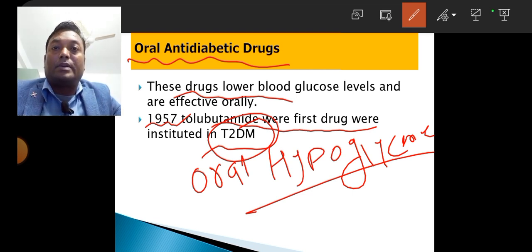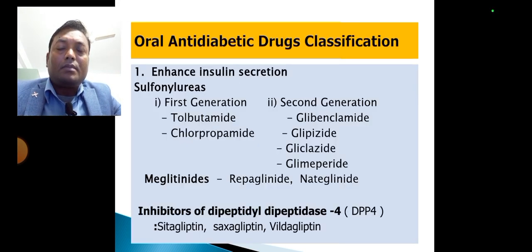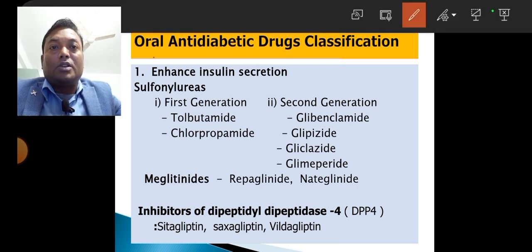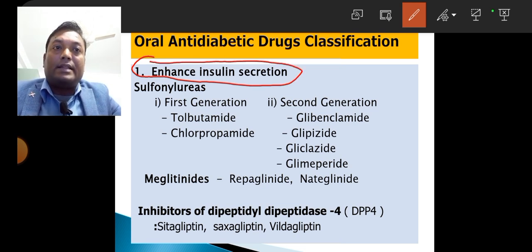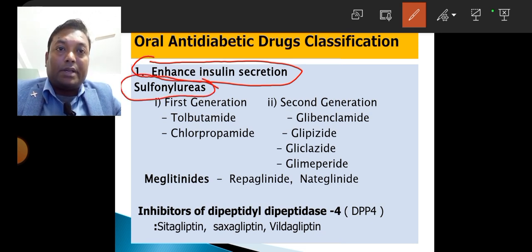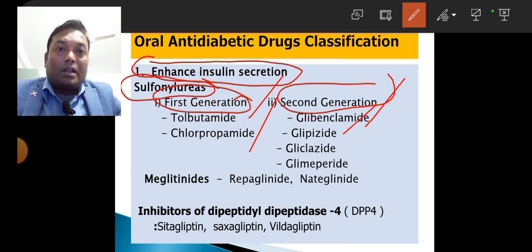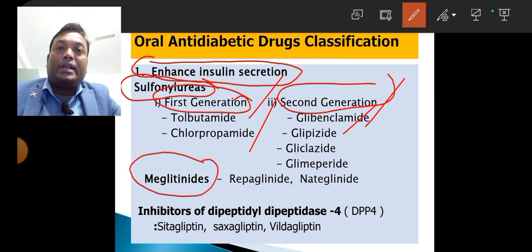and after that there are so many drugs available in the market nowadays which are given orally for the treatment of type 2 diabetes mellitus. If you talk about the classification of oral anti-diabetic drugs, first are those drugs which enhance insulin secretion, in which sulfonylurea is included. Sulfonylureas are classified into first generation and second generation. Tolbutamide and chlorpropamide are first generation drugs, while glibenclamide and glipizide are second generation sulfonylureas. Another group, meglitinides, also enhance insulin secretion: repaglinide and nateglinide.